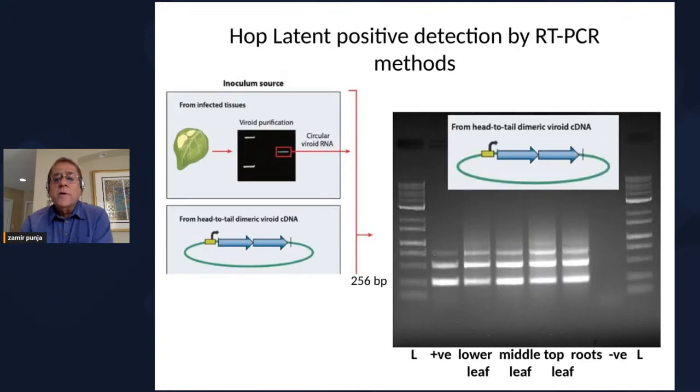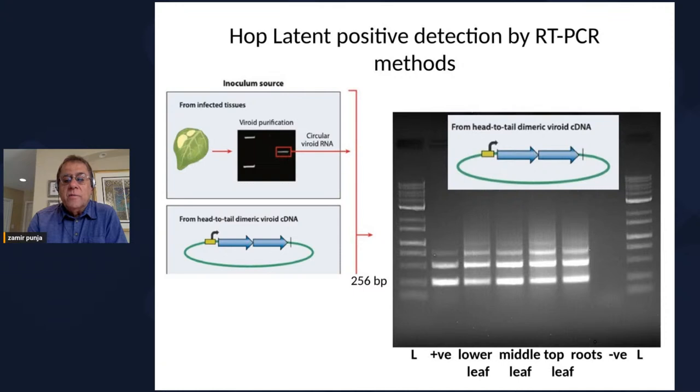Now, to detect hop latent viroid, there's many methods out there. We use what's called a PCR gel method, and what you'll see here, and in many of the slides that follow, are these white bands. These white bands indicate the presence of hop latent viroid using our testing method. There's many testing methods out there. The preferred methods are what we call quantitative PCR. This is a method that gives you a number in terms of how intense is the presence of the viroid. Either method is quite acceptable. We use the gel method because it's much easier to visualize, and it's going to be easier for me to show you that the viroid is actually present in the plant.